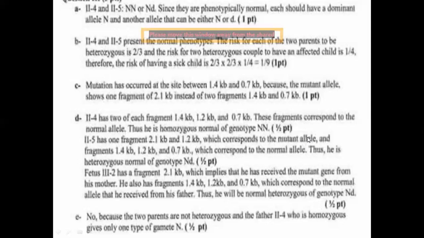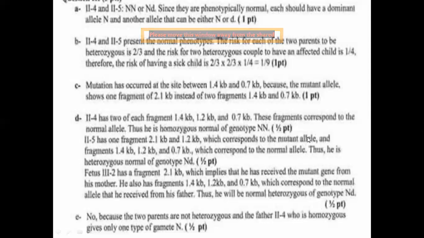Fetus 3-2 has a fragment of 2.1 kilobase, which implies that he received the mutant gene from his mother. He also has fragments 1.4, 1.2, and 0.7 that correspond to the normal allele that he received from his father.